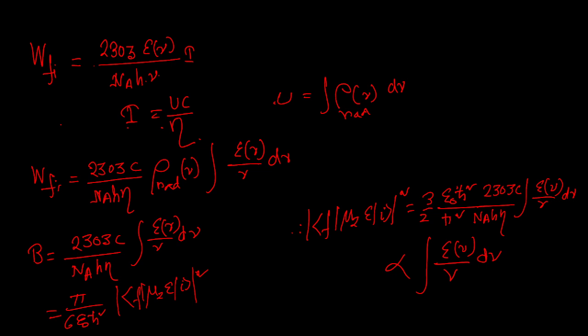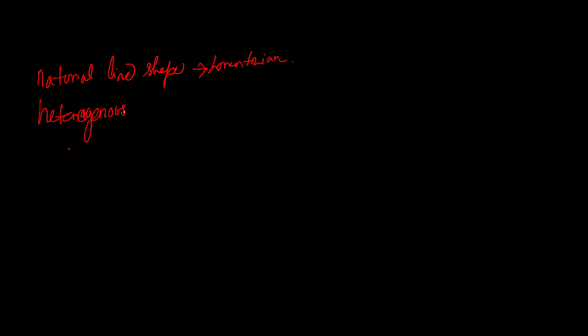The next thing is the line shape. Two types of line shape are taught in this class. One is the natural line shape, which is a Lorentzian thing, and the other is the heterogeneous line shape, that is Gaussian.